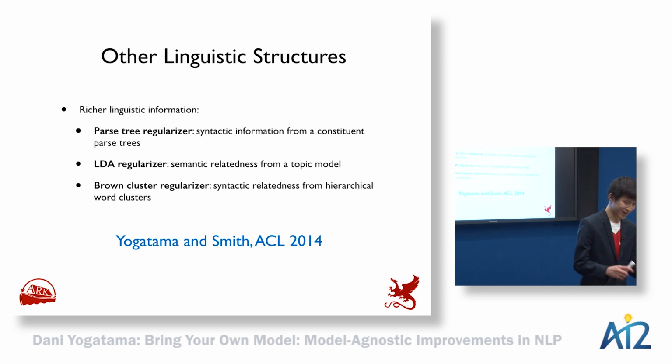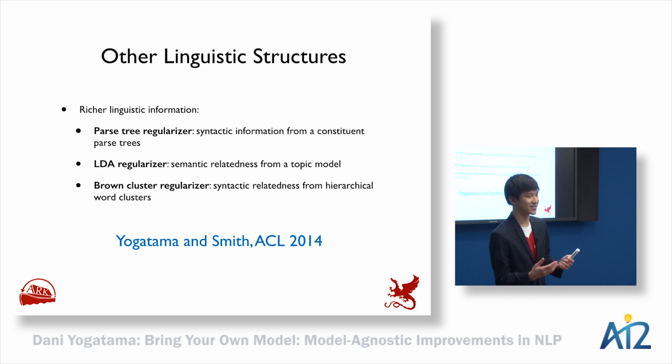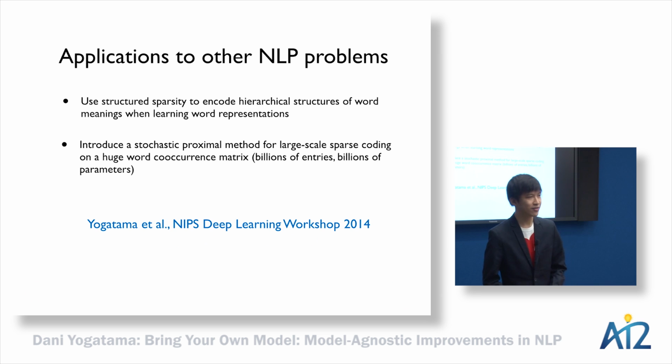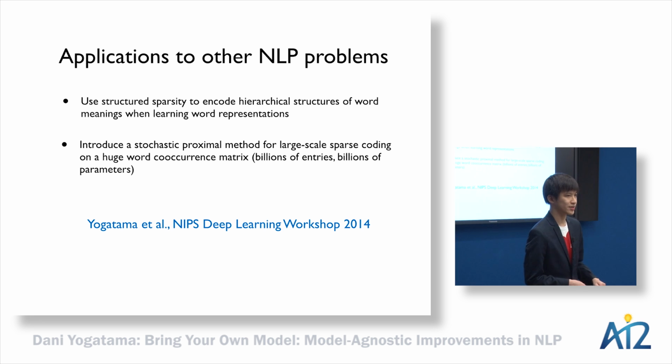Okay, so I just want to mention, earlier I said that we can incorporate other, more complex structures in the same way through a regularization function. So we actually did that. We incorporate information from syntactic trees, LDA topics and Brown clusters in the same way, basically. So the paper is at ACL last year. We've also applied the same idea to other NLP problems, like learning word representations. In this case, we incorporate knowledge about word meanings. We thought that word meanings have to be organized in a hierarchy, so we try to impose that kind of constraint when learning word representations. The paper is still under review. There is a draft at the NIPS workshop last year.